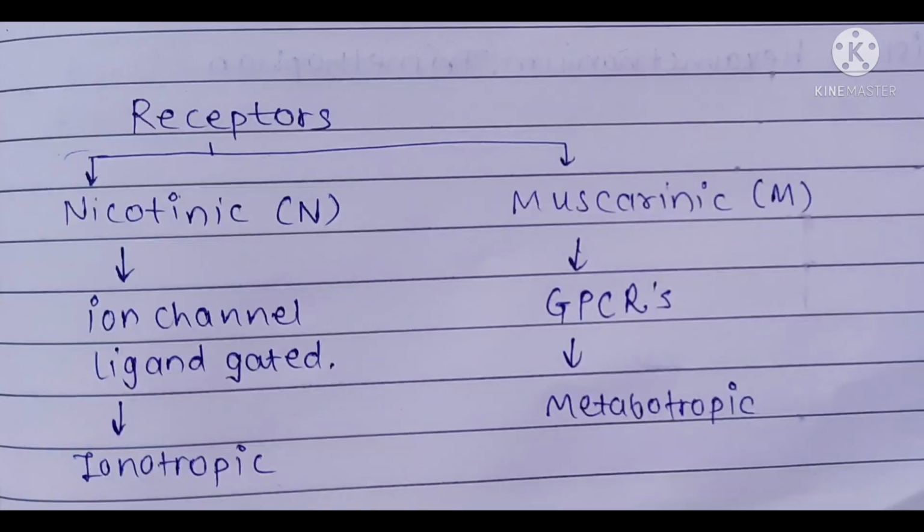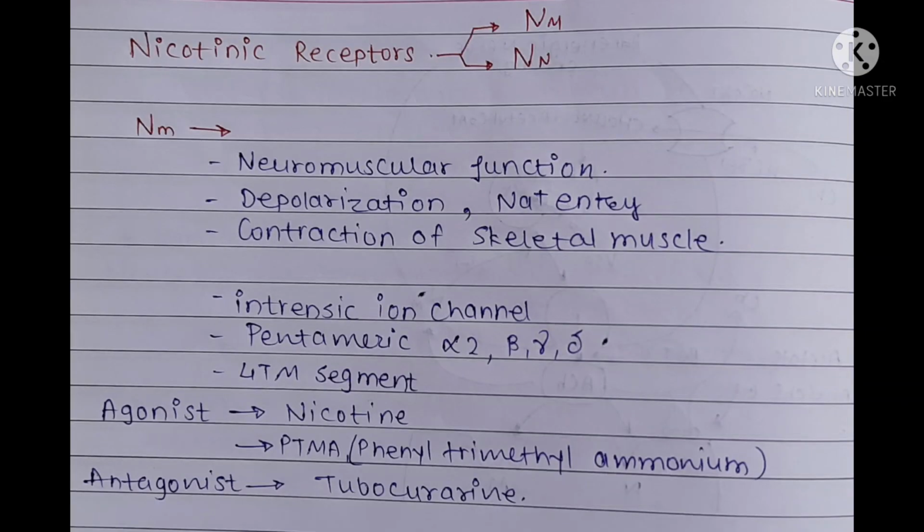Let's see the receptors involved in cholinergic transmission. These are of two types, nicotinic and muscarinic. The nicotinic receptor is a ligand-gated ion channel receptor, also called an ionotropic receptor, and the muscarinic receptor is a G-protein coupled receptor, called a metabotropic receptor. Now learn the receptors and their function in detail.